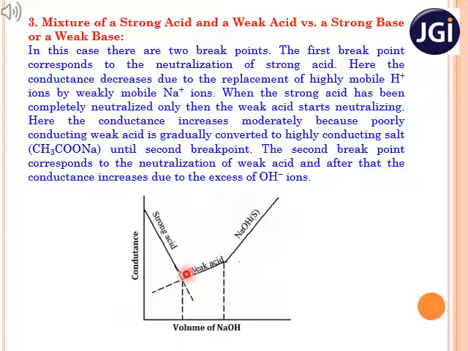Here, the conductance starts increasing slowly due to the replacement of H+ ions of acetic acid by Na+ ions. After complete neutralization of acetic acid, the conductance increases sharply due to the highly mobile OH- ions of sodium hydroxide that is added from the burette. In the graph, we can observe three straight lines. By extrapolating the straight lines, we can get two breakpoints.